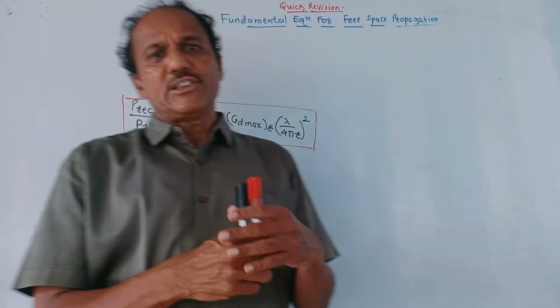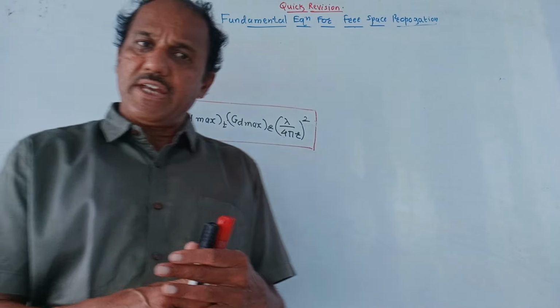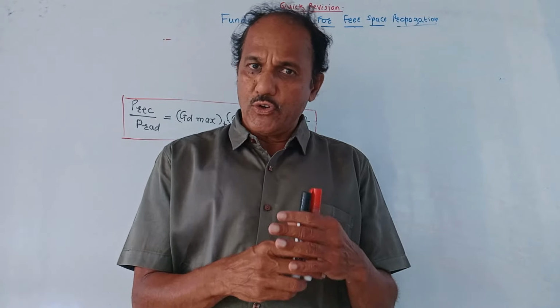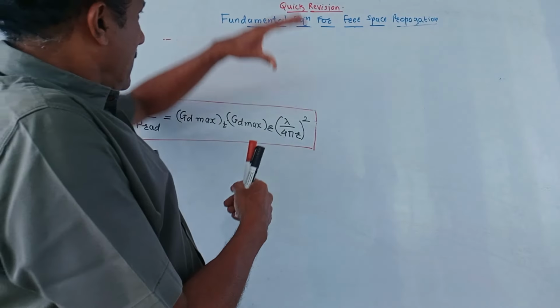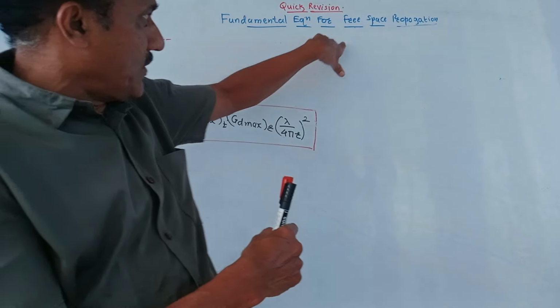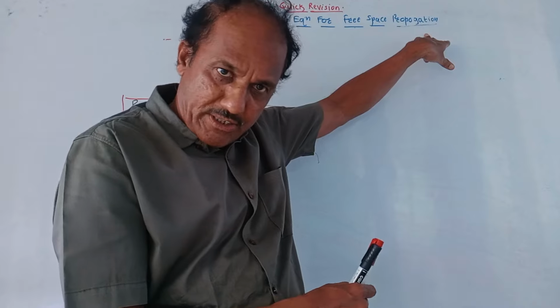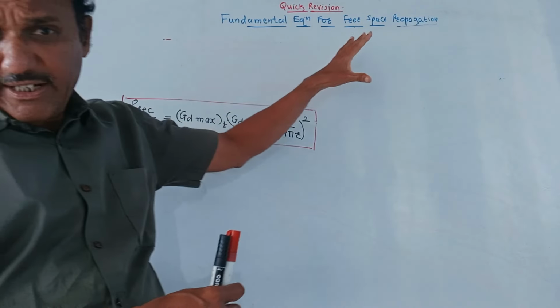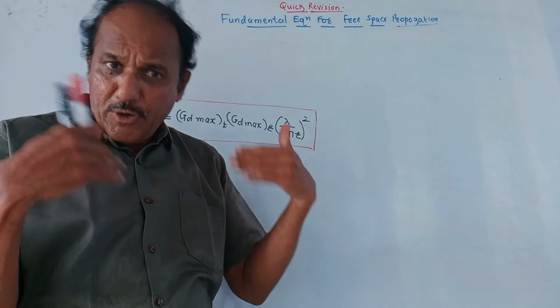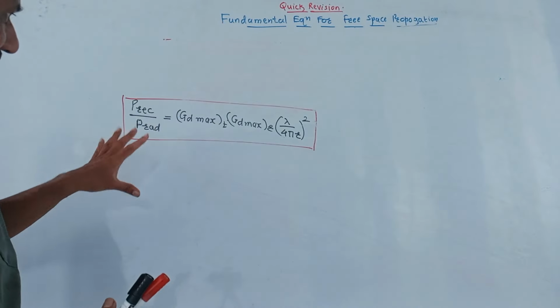Dear students, this is the quick revision for the subject radiation and microwave theory. So, first part is fundamental equation for free space propagation. ये एक important derivation है जो मैंने regular video में already cover किया है. So, I have written the direct formula.